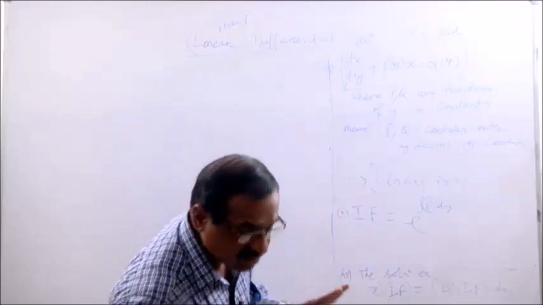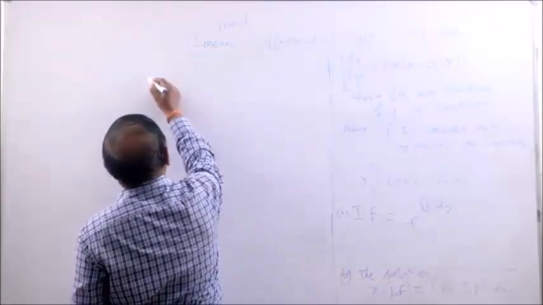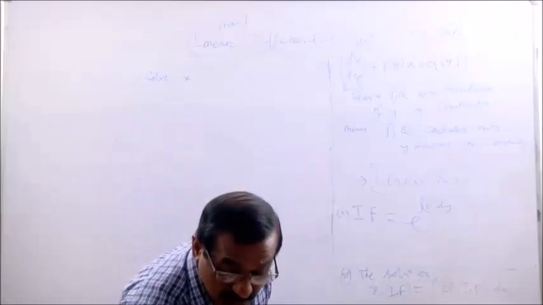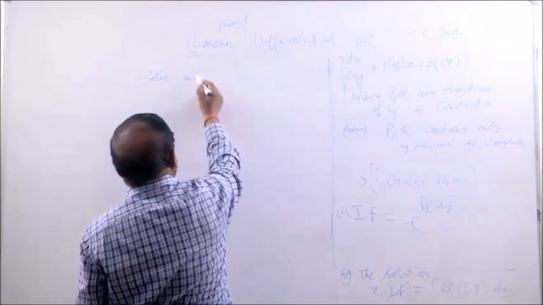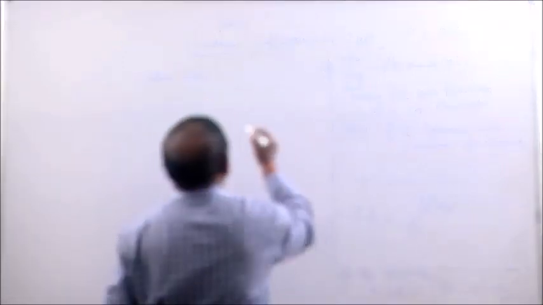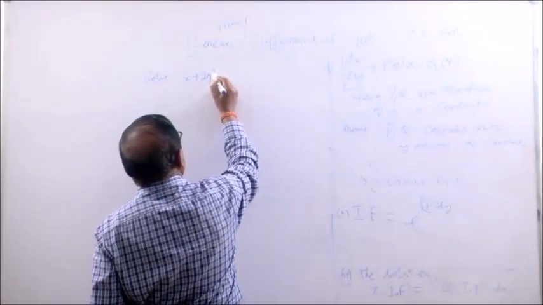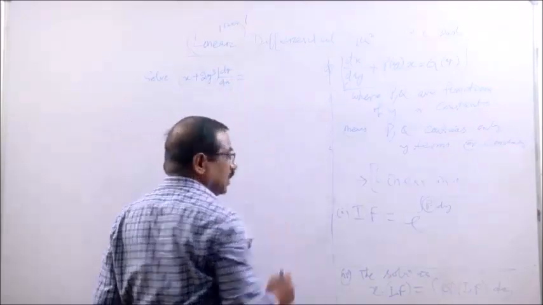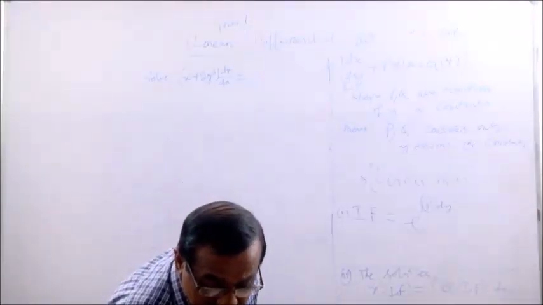Question is written like this: solve x plus 2y cube dy by dx is equal to y.